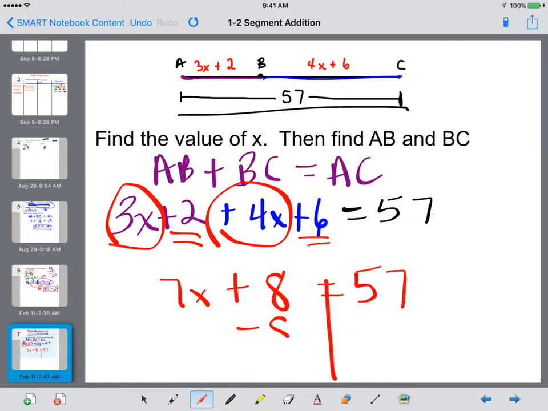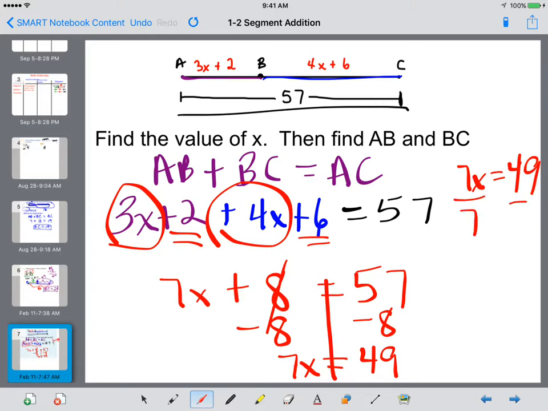Now, we have to subtract 8 on both sides. So we have 7x equals 57 minus 8 is 49. To get x by itself, I'm going to continue this up here. 7x equals 49. My next step is divide by 7 on both sides. So x equals 7.